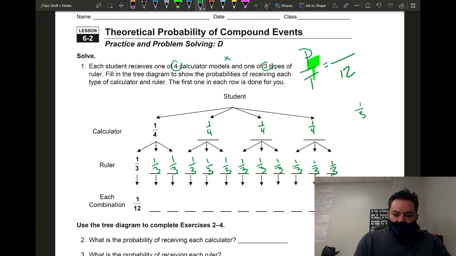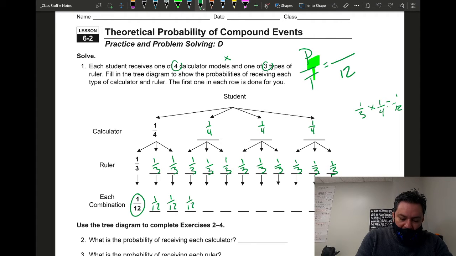Now to find the total combination, all you gotta do is multiply. Remember, you have 1/3 times 1/4, which is 1/12. That's how they got this number right here. 1/12, 1/12, all the way to the end.